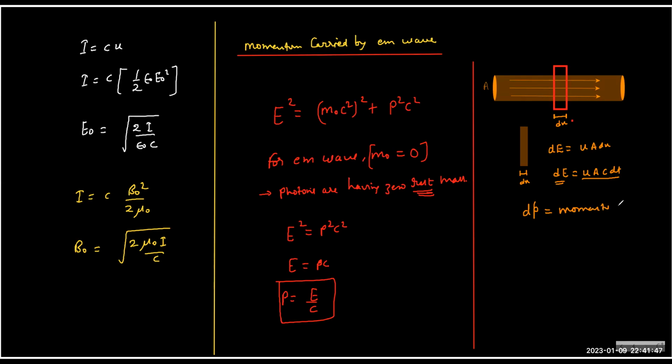Tell me how much momentum the elementary disk will carry. It is the energy carried by the disk upon c. That's the definition. So always remember that if you know the energy of a beam, you always know how much momentum it is carrying. And this relation is the most powerful and fundamental relation with which we derive every other formula. And why I'm writing in dp format, because the dE is the elementary energy, and so the momentum it will carry is also elementary. Let's call it dp. Is this clear, guys? Tell me.